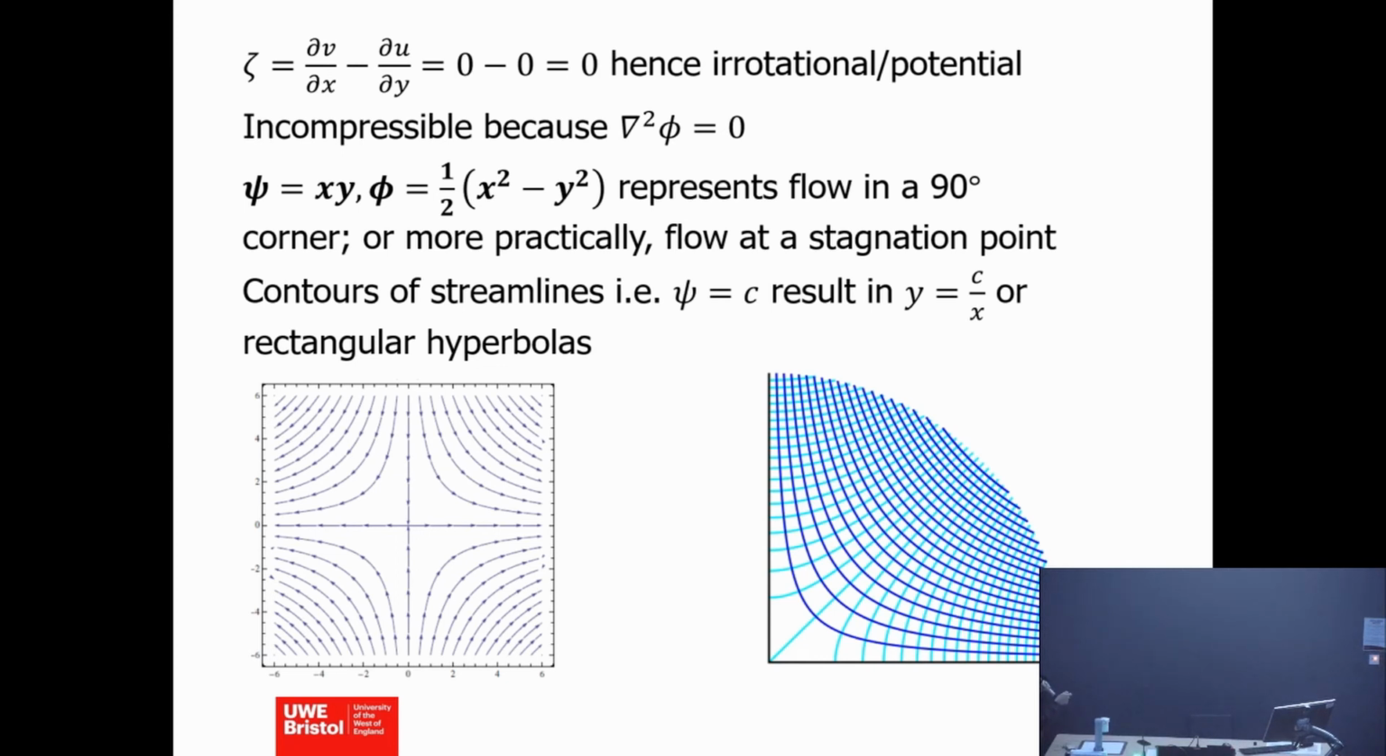So here, actually, I should label these. Here we're plotting the lines, if you like. What's the color here? What's this color? Cyan, okay. So the cyan one is actually the velocity potential. The blue one is the stream function, which represents the streamlines themselves.